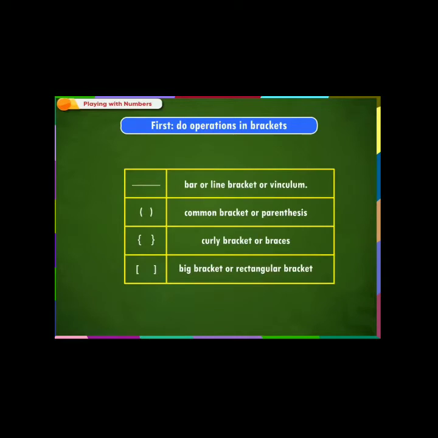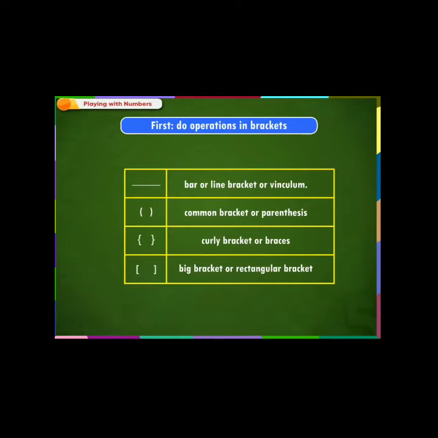First, do operations in brackets. What do brackets mean? Brackets are the symbols which are used to group numbers. These are of 4 types. First, this symbol is known as a bar or a line bracket or vinculum. Second, this symbol is known as common bracket or parenthesis. Third, this symbol is known as curly brackets or braces. And lastly, this symbol is known as big bracket or rectangular bracket.